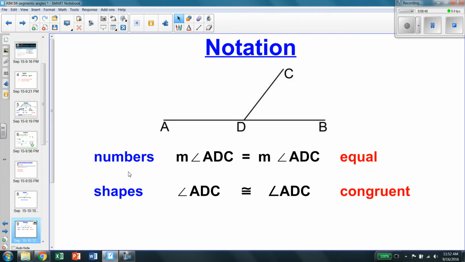All right. So a little bit about notations. When we're talking about the degrees in an angle, like pretend that this angle was, I don't know, 110 degrees. When we're talking about degrees, this says the measure of ADC is equal to the measure of ADC. That means their degree measurements are the same. When we're talking about just saying that the shape or the angle is the same, we write it without the measurement piece and we use the congruence symbol. So I know it's a little finicky, but we'll get better as we go on throughout this year.